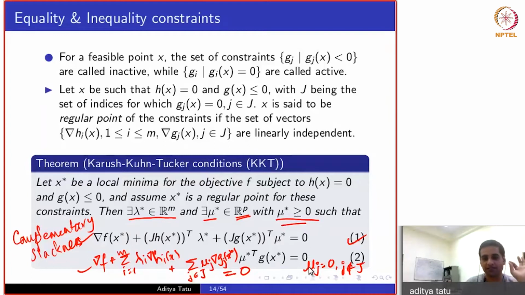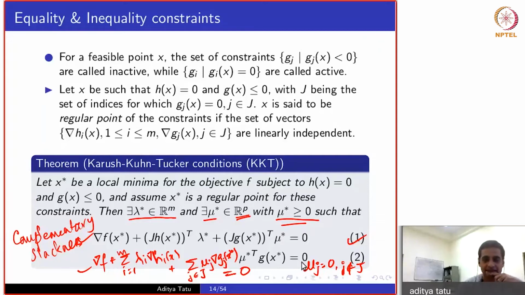Okay, remember, this is important. If my constraint is inactive, the associated Lagrange multiplier has to be 0. But if my constraint is active, the associated Lagrange multiplier may be 0, may be non-zero. Okay, both are possible.